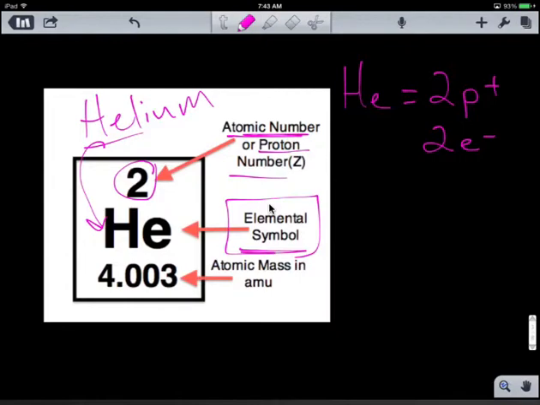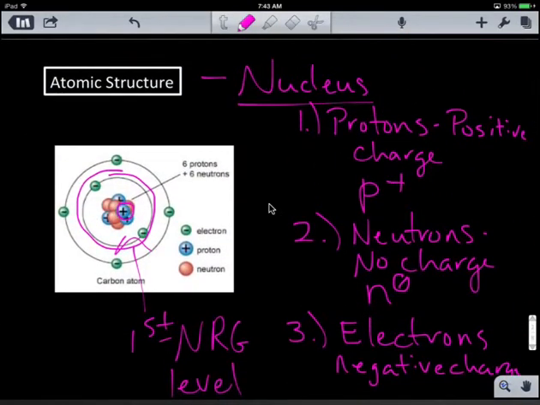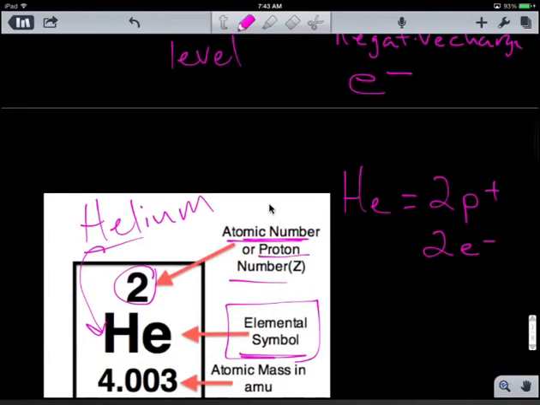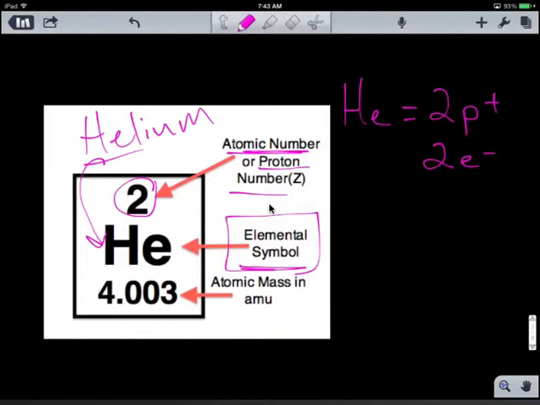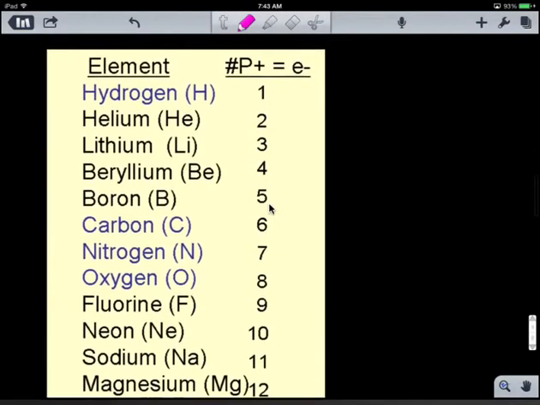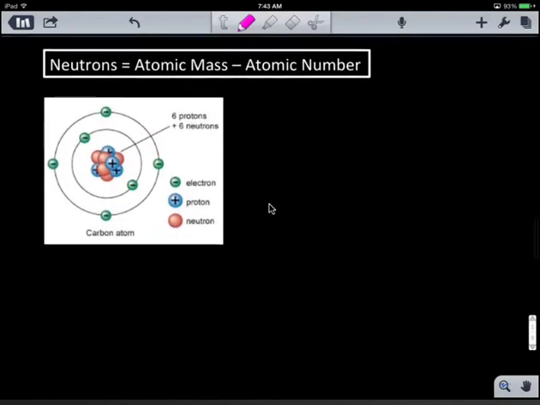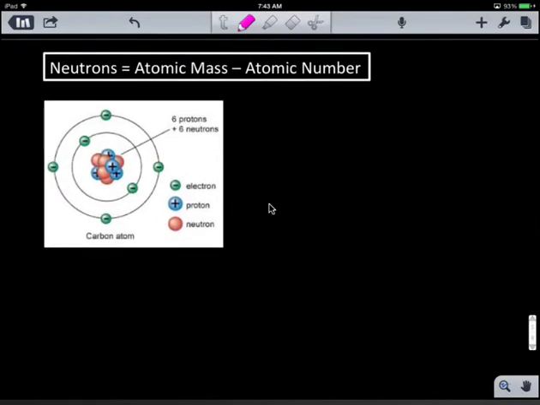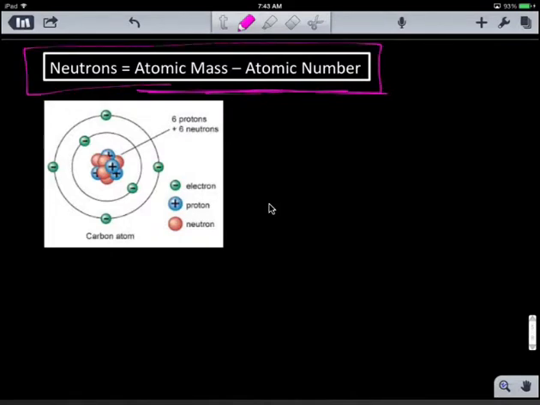But in order to figure out how many neutrons it has, because remember we said up above, 3 subatomic particles, protons, electrons, and neutrons, we need to figure out the number of neutrons. In order to do that, we're going to take the atomic mass and subtract the atomic number. So neutrons equal atomic mass minus atomic number. You're going to want to put that formula into your notes.